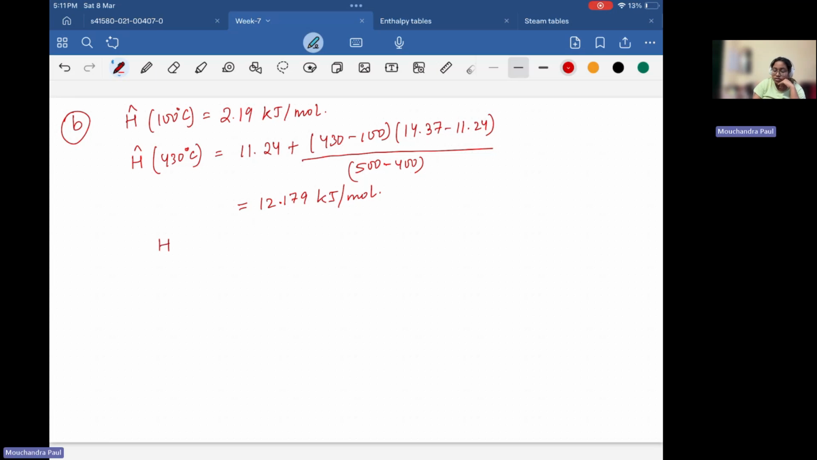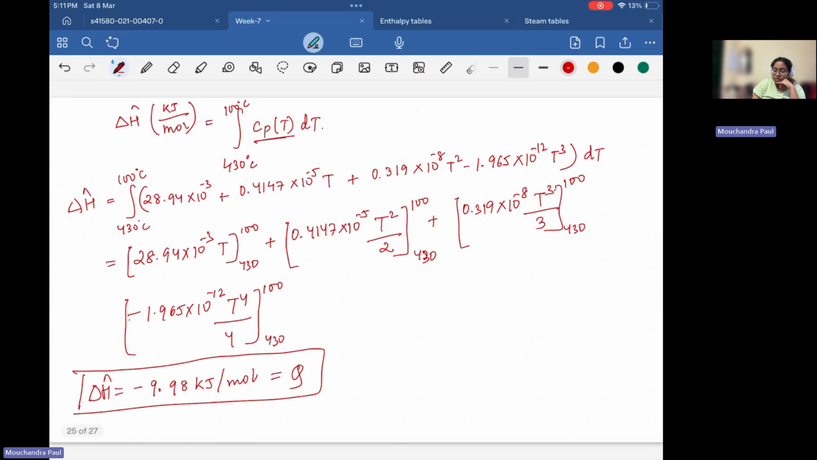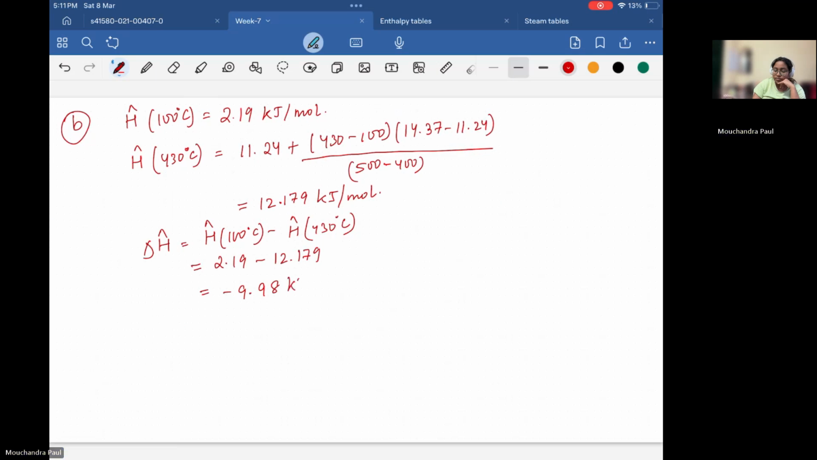So the net difference will be then final minus initial, that is enthalpy at 100 degrees Celsius minus enthalpy at 430 degrees Celsius. So it is 2.19 minus 12.179. So you got the same value as in the previous question, minus 9.98 kilojoule per mole. But if you compare, the second method is much easier than the first one.